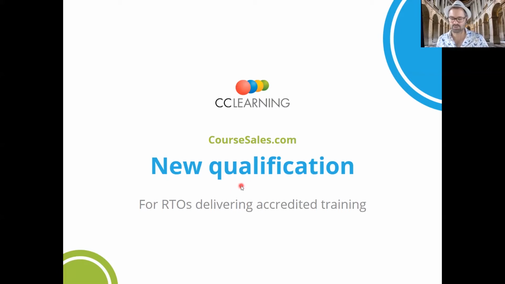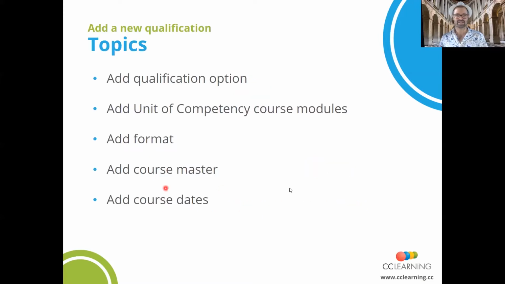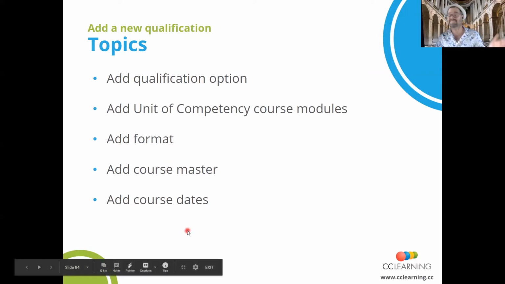Okay, so with regards to a new qualification, these are just options. It's actually really easy to create. If you know how to create course categories, if you know how to create course modules, you're going to find qualifications easy peasy, lemon squeezy. So I'm going to add a qualification option. I'll show you that. I'm going to add a unit of competency course module. You're going to add a format, add a course master, add course dates, right? So these are all the things you have to do. So the qualification option is the only thing that is different here. Everything else is pretty much the same as what we just did before.